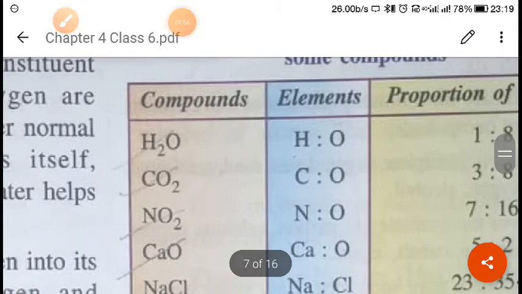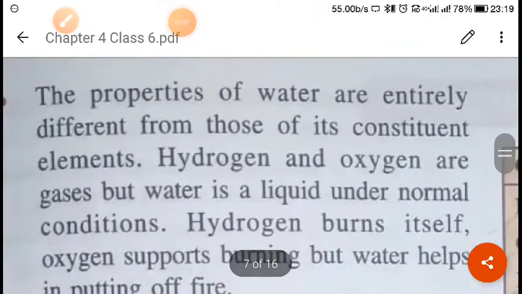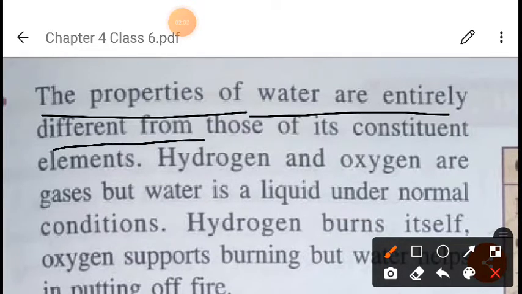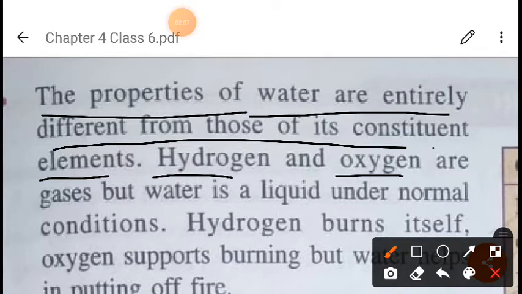Now next, we have seen that the properties of water are entirely different from those of the constituent elements, hydrogen and oxygen. When we looked at the physical and chemical properties, as we know that water is made up of hydrogen and oxygen, right? But when we compared the properties of water with hydrogen and oxygen, we found that the properties of hydrogen and oxygen are entirely different from those of water.